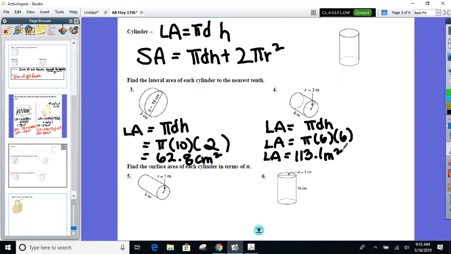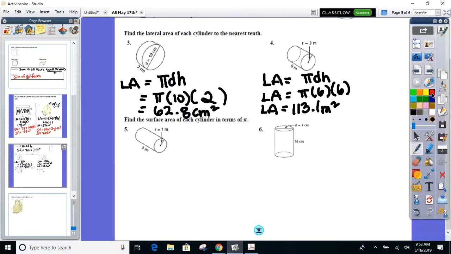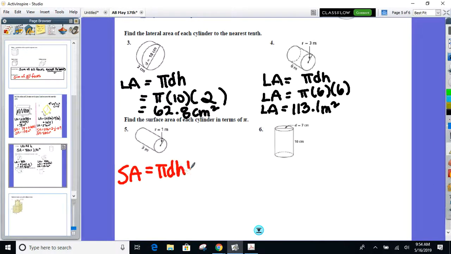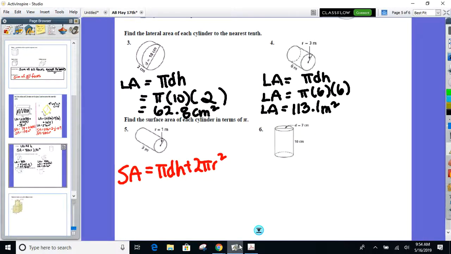Now let's go to surface area. What are the directions here? In terms of pi, so we should all have a pi in our answer. Let's see how far we can take this. Pi d h plus the two bases, 2 pi r squared. I just need somebody to fill it in for me. Pi, diameter 2, height 3, plus 2 pi, radius 1 squared.